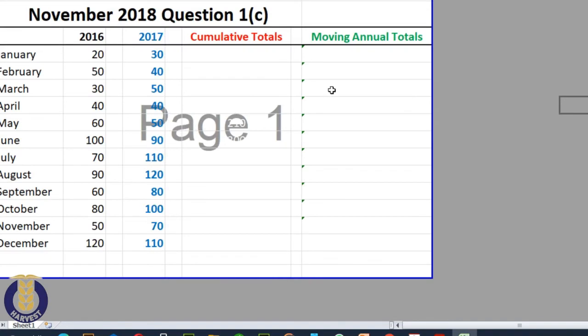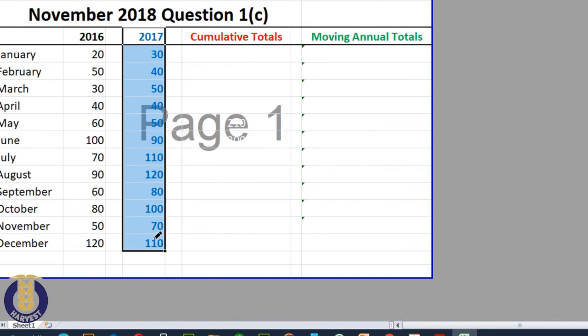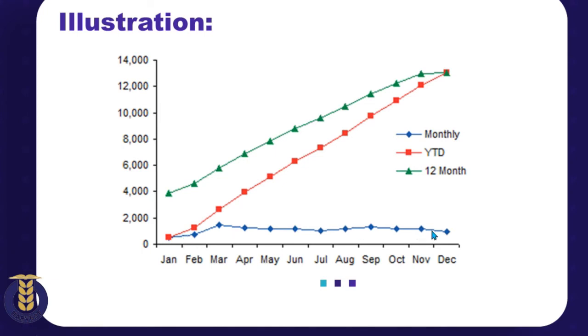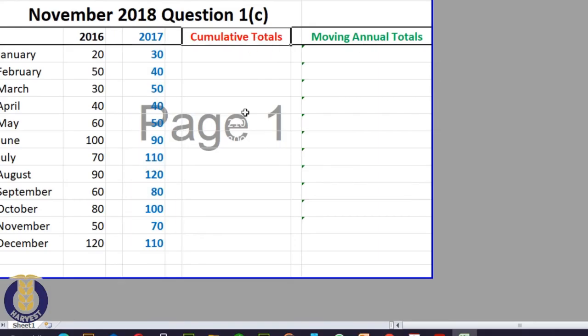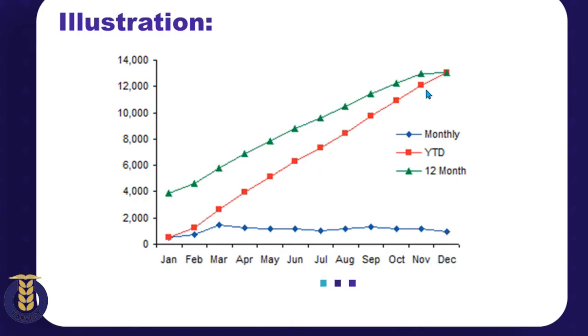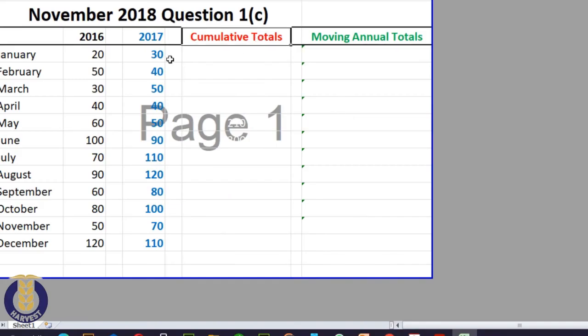Alright, on your screens is my working for the Z chart, the figures I need for the Z chart. As I indicated, the figures put in blue are going to be represented by this line. This is where those figures are going to be represented. The figures that I'm going to include in the cumulative totals in this column are the ones represented by this red line.